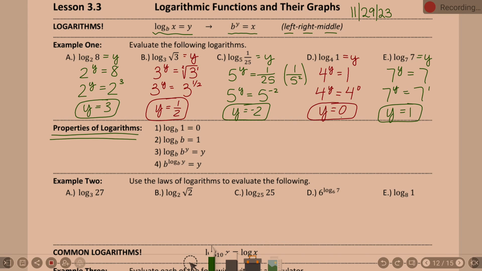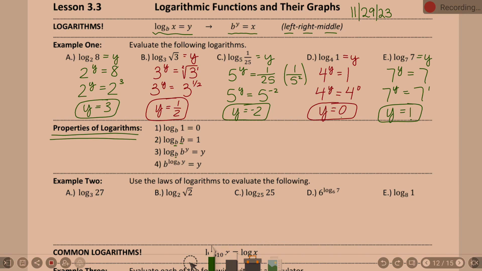It'll make life quicker. Property 2: log base b of b is equal to 1. What this is saying is that when your base matches the inside of the log, when the b's match, that log will always equal 1. Well, that's example E. Log base 7 of 7, guess what it equaled? 1.